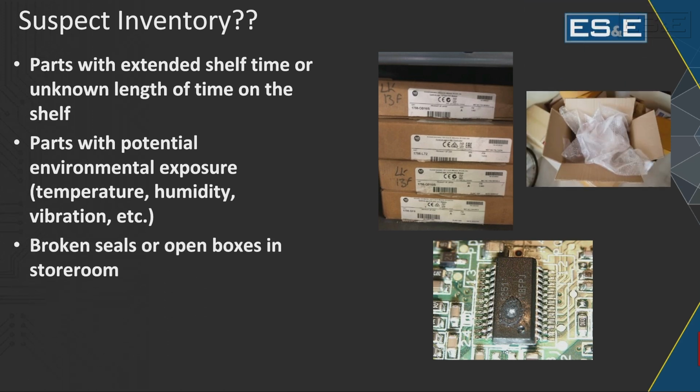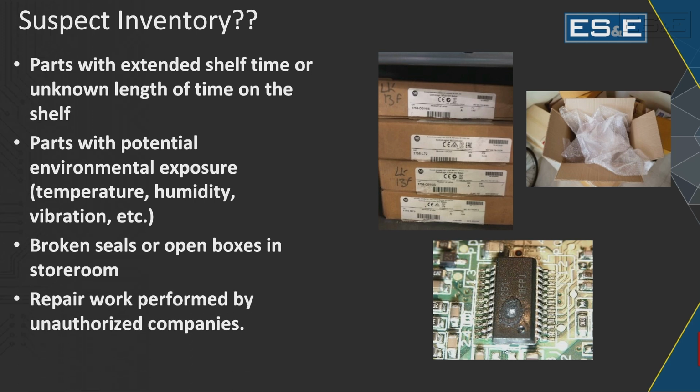So broken seals, that's probably a huge one. We see it all the time. We'll go assess the spare parts, and that seal on the box is broken. Somebody could have just took it out and looked at it and said, oh, okay, well, I think this is what I need. Just put it back in there. Or they took it out for whatever other reason. Or we see it sometimes and you can tell it's been used, it's been installed, but they didn't need it, put it back in the storeroom, you know, what have you. So we see those kind of issues all the time. So suspect inventory is huge, right?